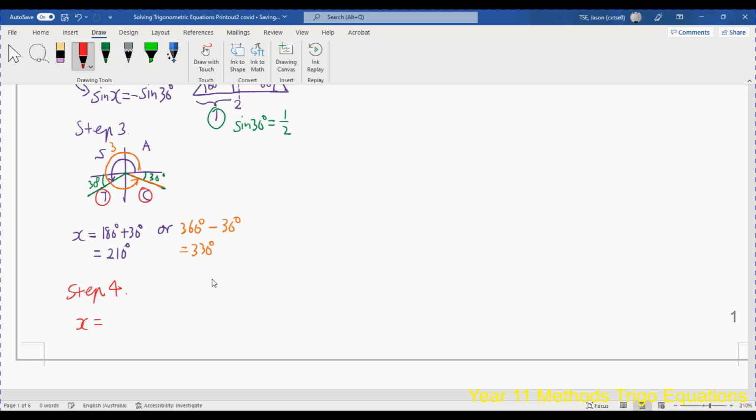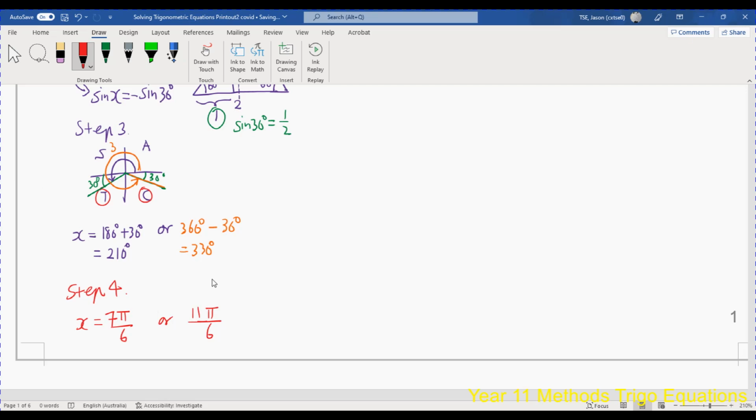So x equals, so 210 is about 30. How many 30 are there? 7, 7 times 30. But each 30 is pi over 6. So that should be 7 times pi over 6. How about 330 degree? So how many 30 degree? That should be 11 times 30 degree. Each 30 degree is pi over 6. Remember, pi is 180, divided by 6 is 30 degree. And there are 11 of them, so 11 pi over 6.